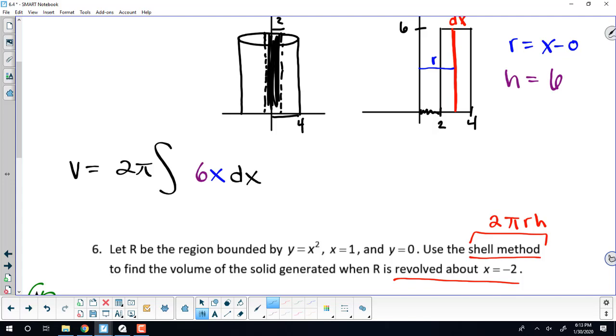The bounds are where? From where to where? 2 to 4. Do y'all agree? Bounds are from 2 to 4. All right, that's it. That's your setup. That calculation will give you the volume. Any questions on that?